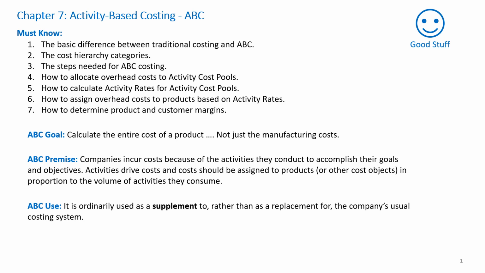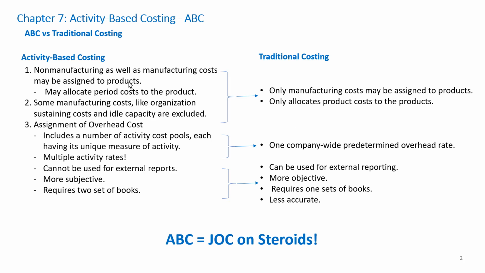The underlying premise for activity-based costing is that companies incur costs because of the activities they conduct to accomplish their goals and objectives. Activities drive costs, and costs should be assigned to products or other cost objects in proportion to the volume of the activities that they consume. Activity-based costing differs from traditional cost accounting in 3 ways.